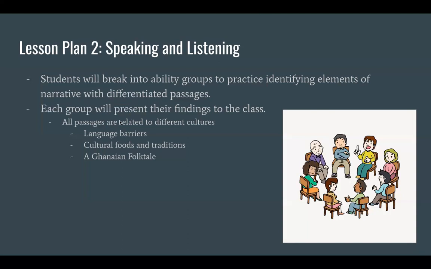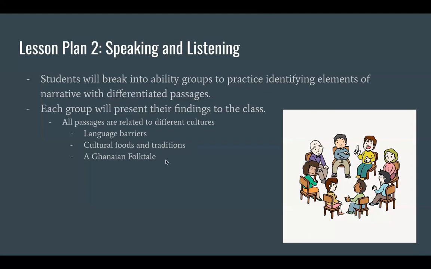I tried to pick articles and stories that were all based on cultural lessons. So one's about language barriers. One is about a cultural tradition, and the character has to learn how to appreciate her own culture because she starts off kind of embarrassed about some of the things that her family does that her neighbors aren't doing. And the last is a folk tale.